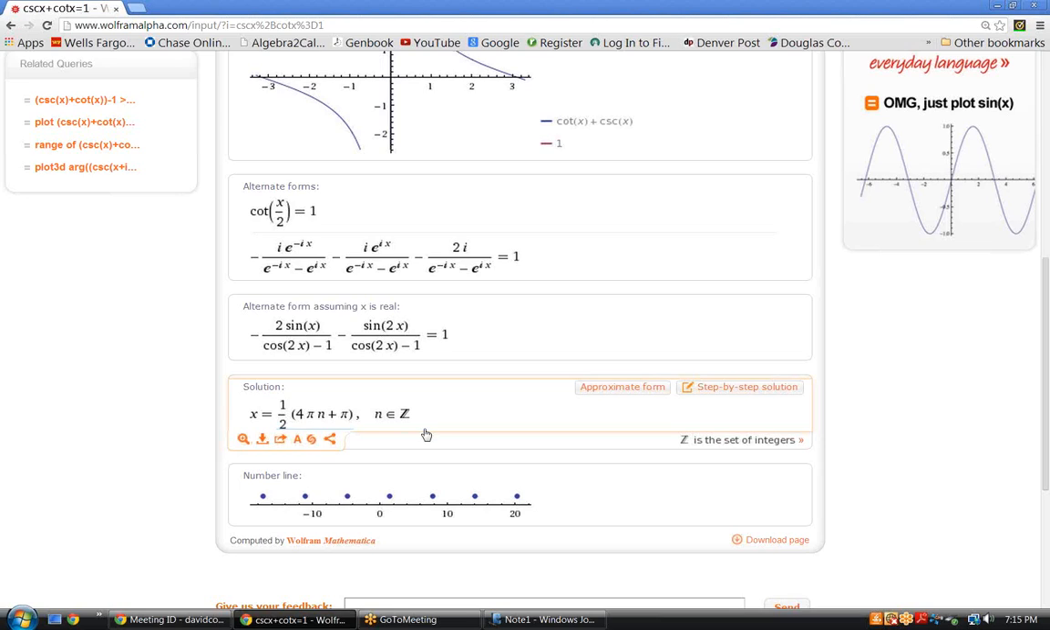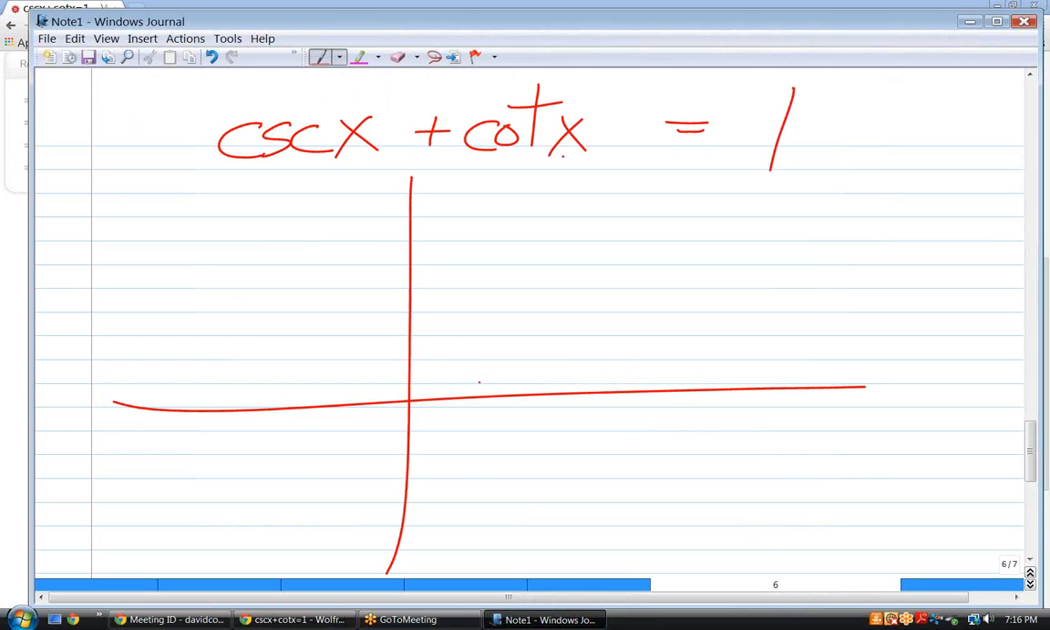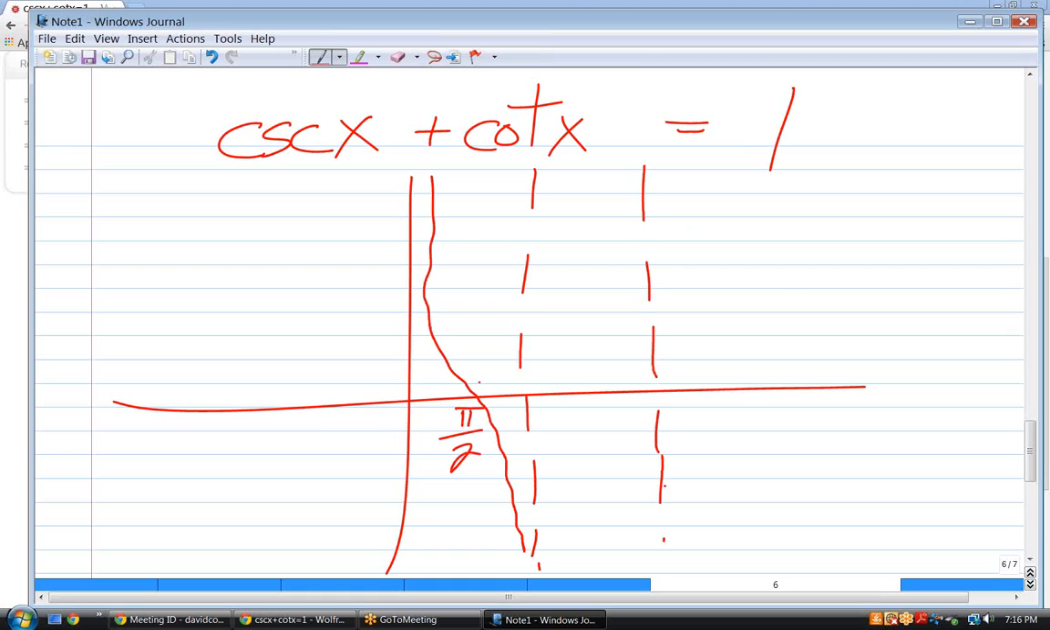Hmm. That's weird. Z is the set of integers starting at 0. Does 0? Yeah, 0 gives you pi over 2. But then when I put in, how can the next solution not be 3 pi over 2? In other words, if I look at the cotan curve, it goes like this. That's pi over 2. And it repeats every pi. It's got a period of pi. So that's got to be 3 pi over 2.